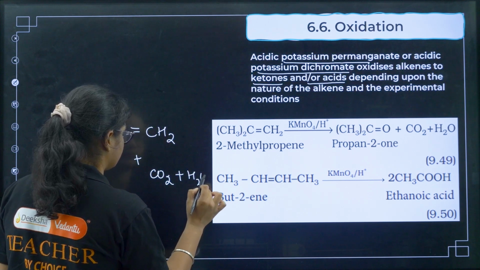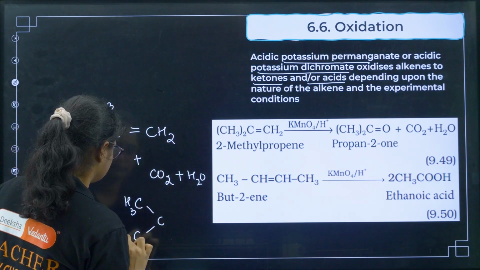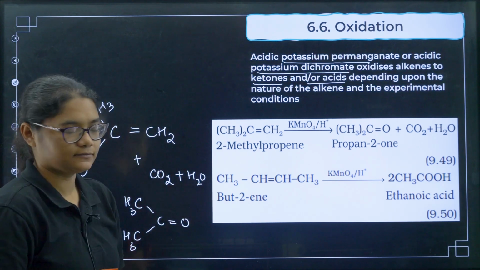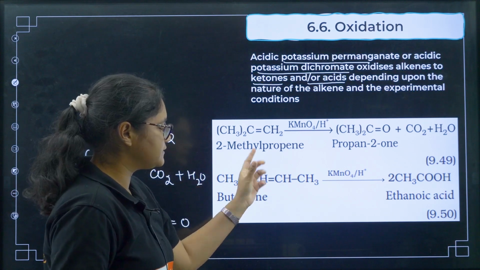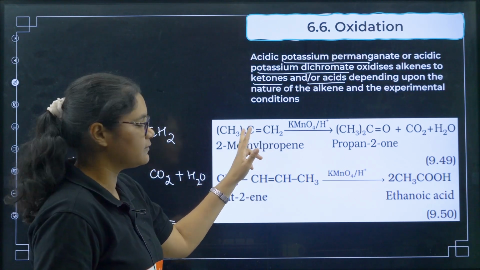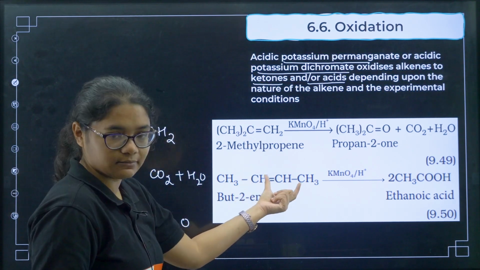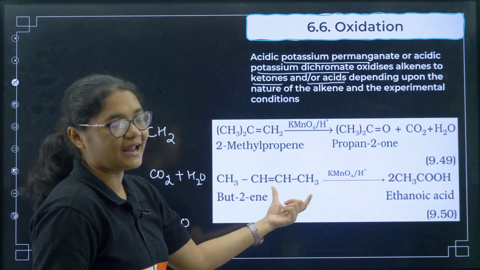So this part gets converted like this. This is one way. Now another case: if the double bond is at the end, in the last carbon, it is called terminal. If the double bond is present in between the chain, then each one of those carbons will form one acid.